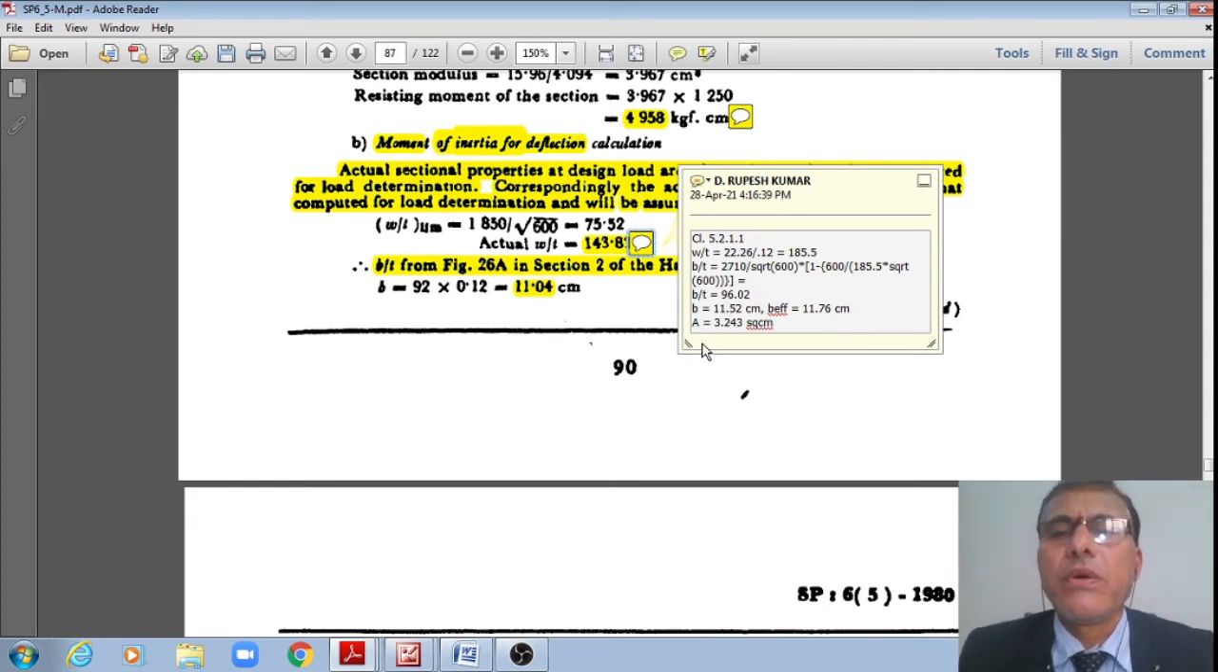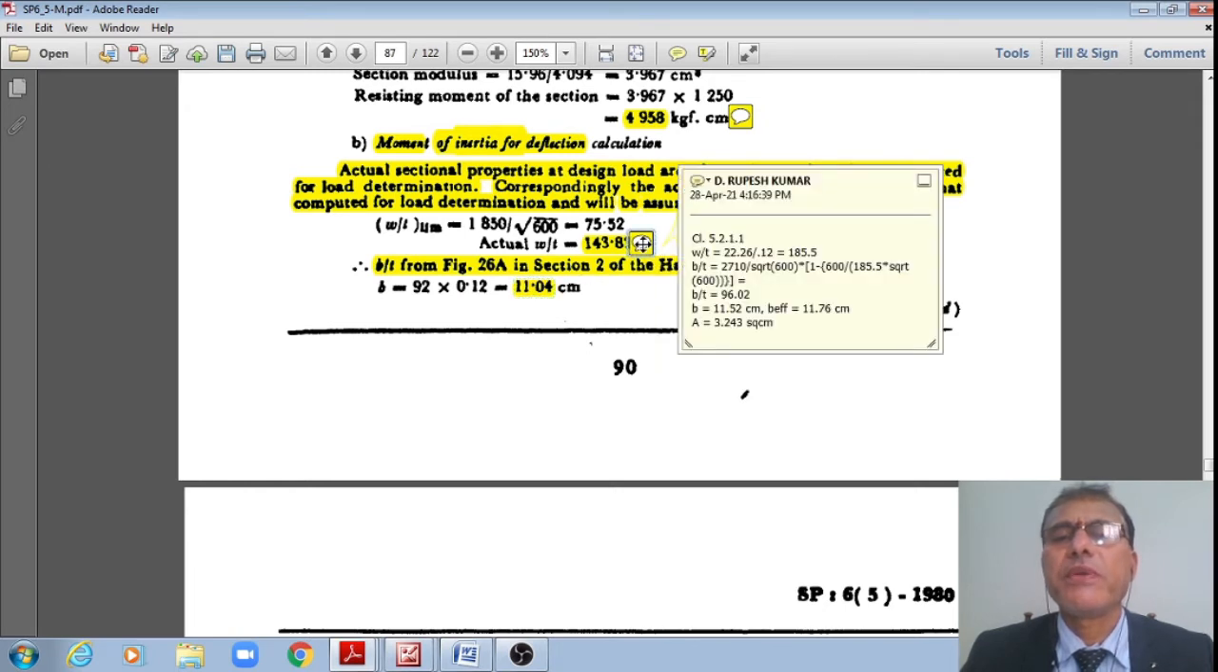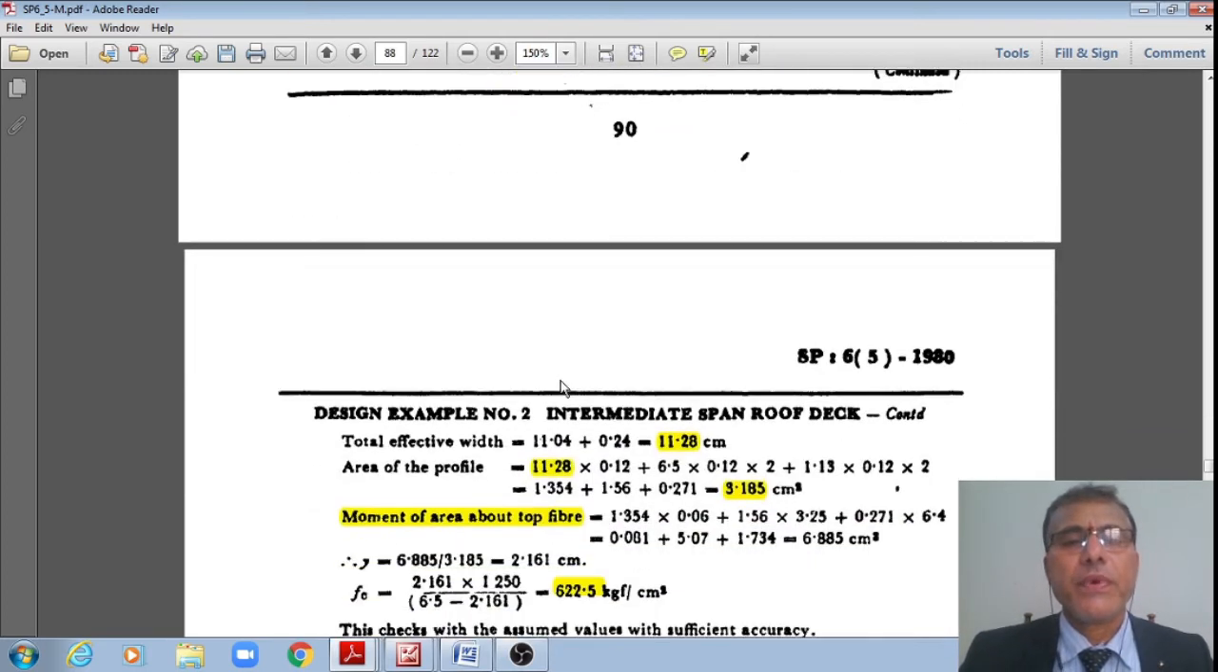Therefore, B is equal to 96.02 multiplied by that thickness, right? Therefore, if I do that, now I'll get that B is equal to 11.52 centimeter, 11.52, right? Not 11.04, student, right? The thickness is equal to 0.12 centimeter, right? There is a calculation error here, not 11.04, but it works out 11.52. Therefore, the effective width will be calculated now, right? How? Like this, right?